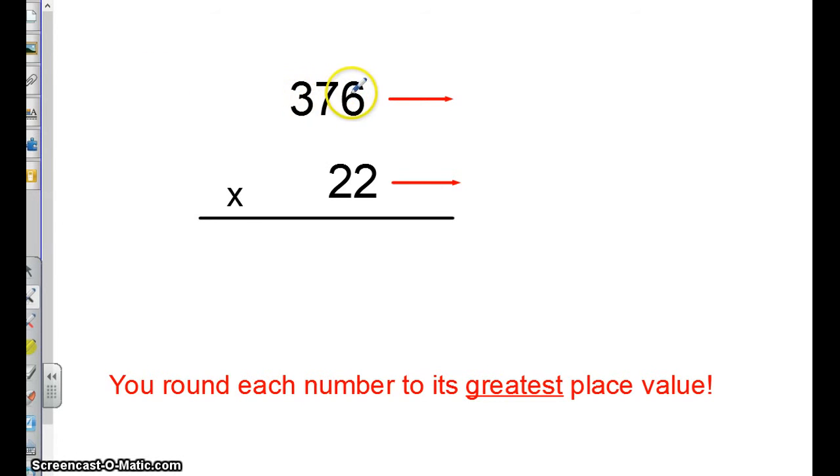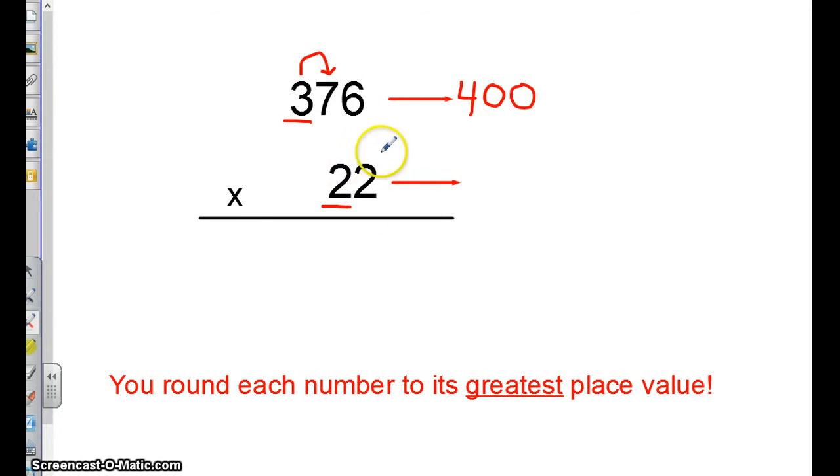So if you look at 376, the greatest place value is the hundreds place. So we're going to round this number to the nearest hundred. 22, its greatest place is the tens place. So we're going to round 22 to the nearest 10. Okay, so let's do that right now. Underline the number, look next door. 5 or higher, add 1 more. So 7 is definitely higher than 5, so that 3 is going to become a 4. From the arrow on, change to zeros. So if we rounded 376 to the nearest 100, the nearest 100 is 400.